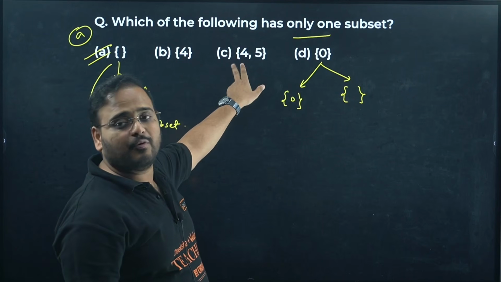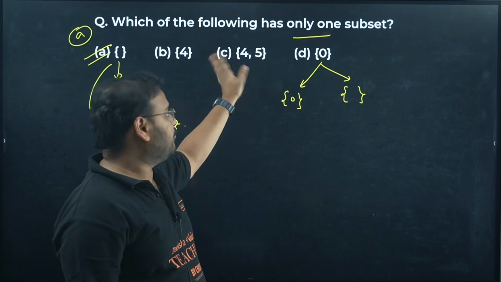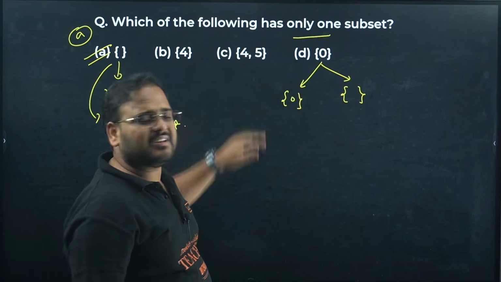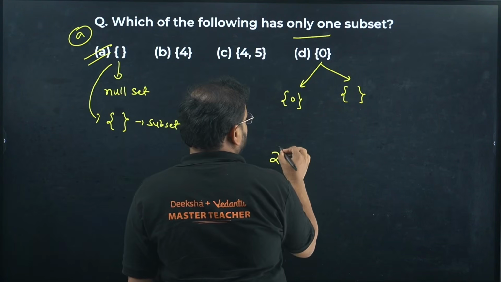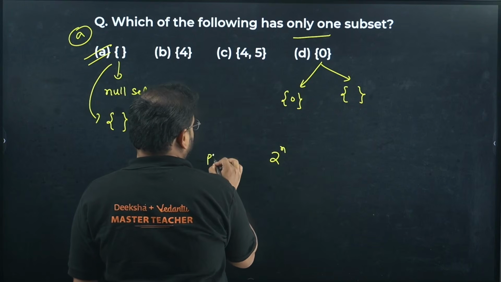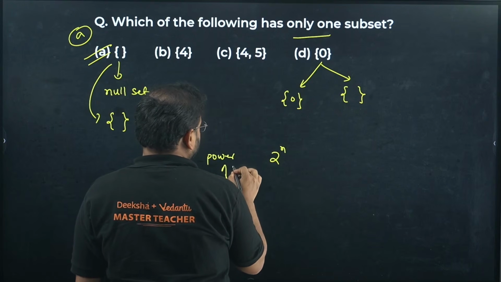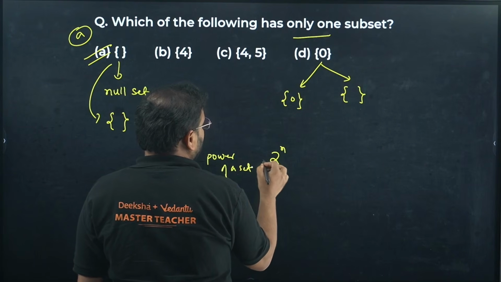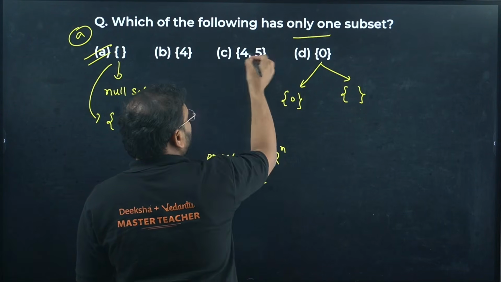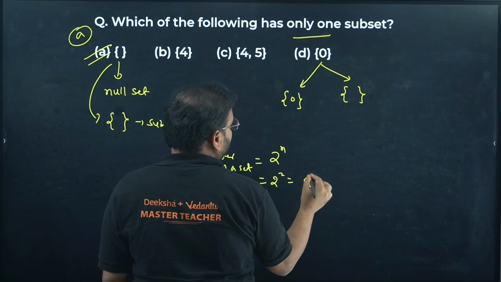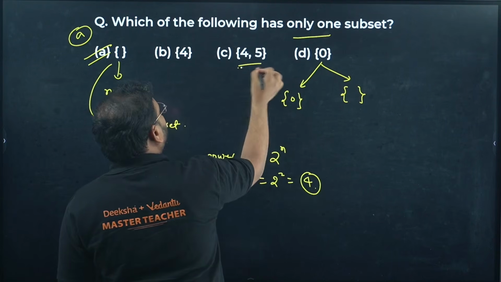This will have set 4, set 5, set of 4, 5 and 0. It has a total of 4, right? We just learnt about this. 2 power n represents the power of a set. What is the n value? The total number of elements is 2. 2 power 2 will give me 4. This is the number of subsets.